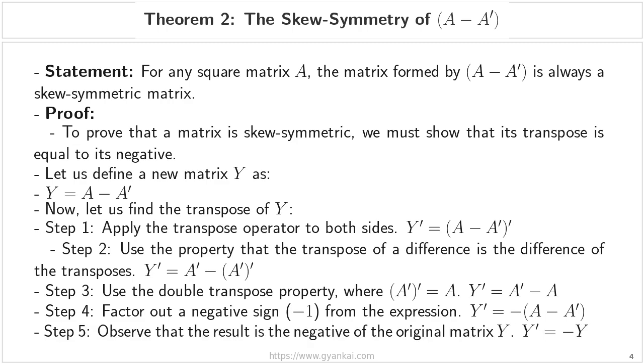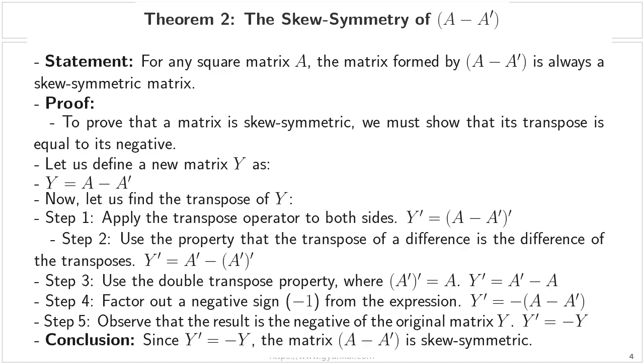In step 5, we observe that the expression inside the parentheses is exactly our original matrix Y. Therefore, we arrive at the result that Y transpose equals negative Y. In conclusion, since we have proven that Y transpose equals negative Y, the matrix formed by A minus A transpose is officially a skew-symmetric matrix.